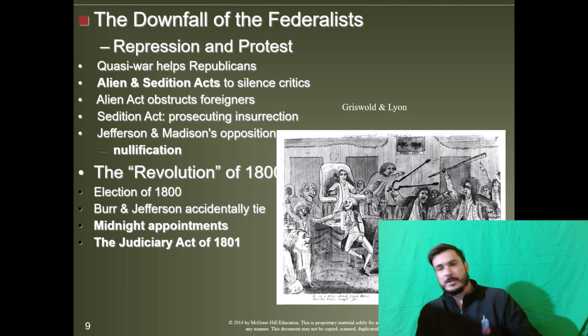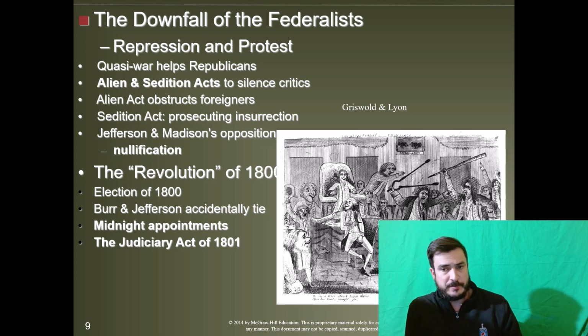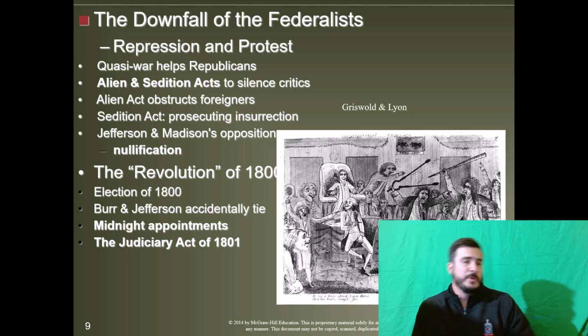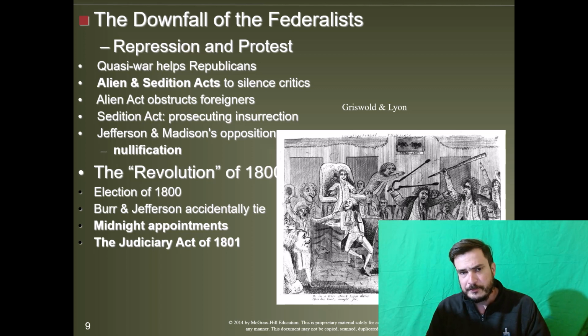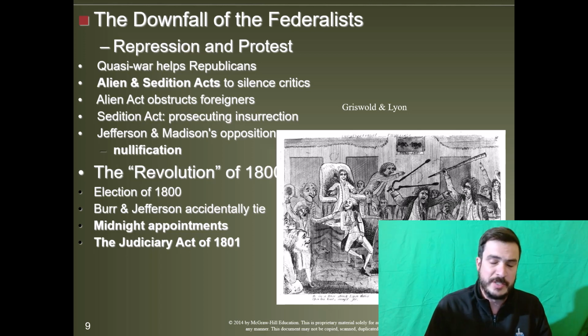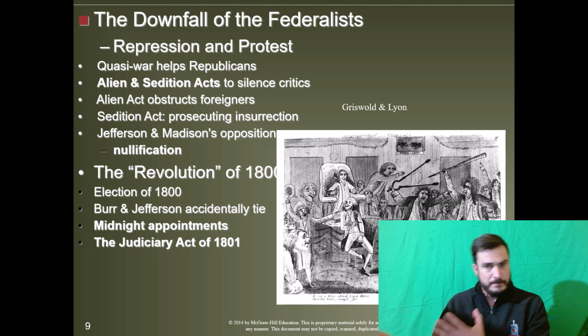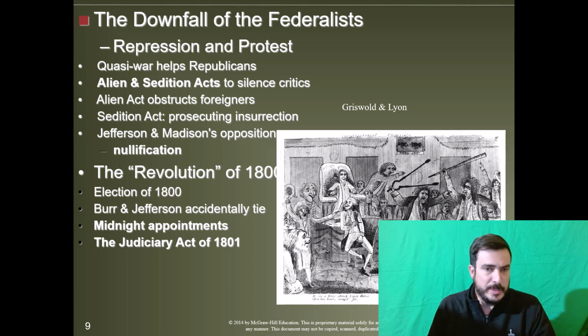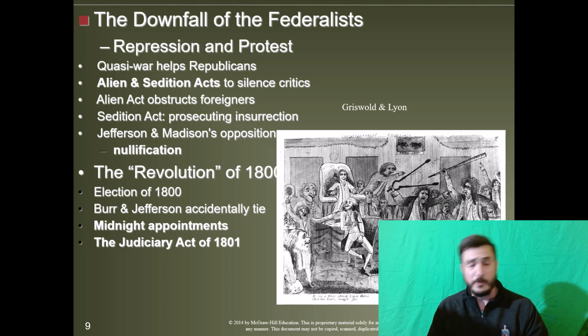There's a constant barrage of attacks in newspapers from the Republicans, just lambasting the Federalists, as they call them monarchists, elitists. They want to bring back the English crown. The Federalists, for their part, in the newspapers, I think the Gazette of the United States, are criticizing the Republicans for being just uncouth and uneducated rabble. They want to bring mob rule.